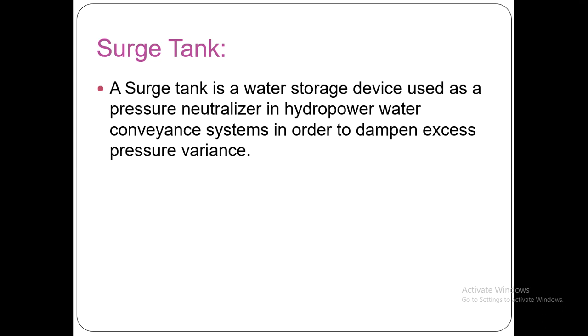That is cleared. So a surge tank is a water storage device used as a pressure neutralizer in a hydropower water conveyance system in order to dampen excess pressure variance.